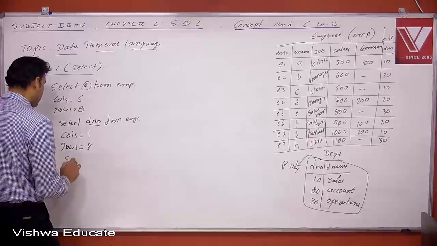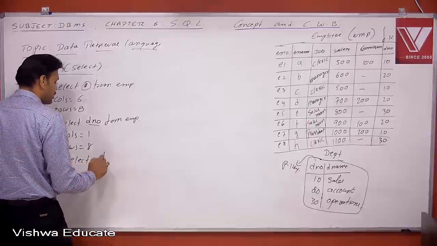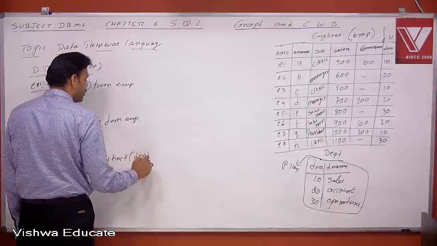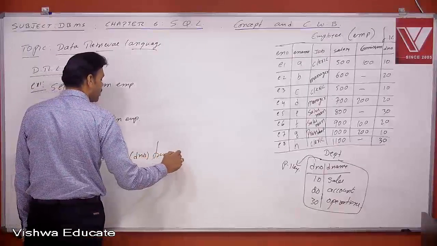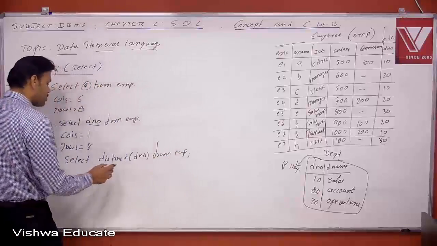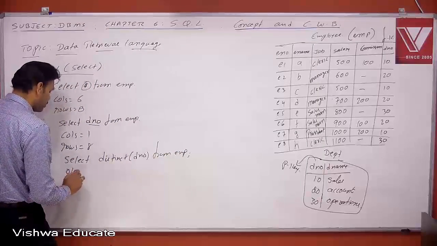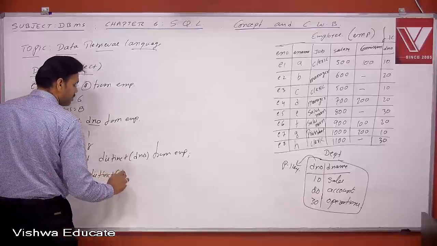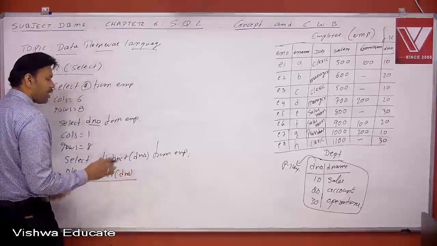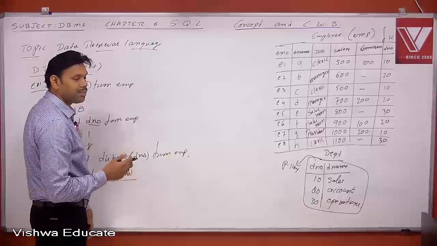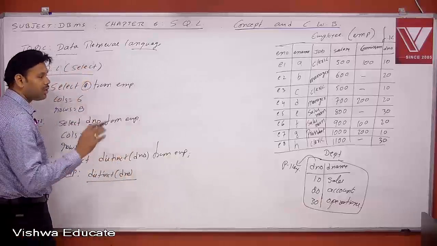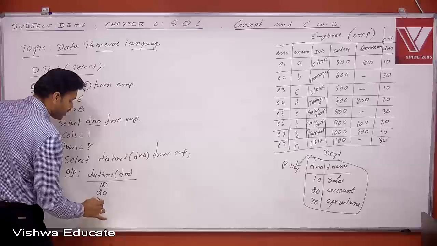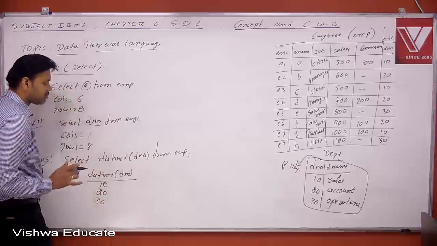If I say, for example, select distinct of DNO from EMP, here also we are going to get output. What is the output? Distinct of DNO. See how many distinct department numbers are there in the DNO column. There are 3: that is 10, 20 and 30. Okay.